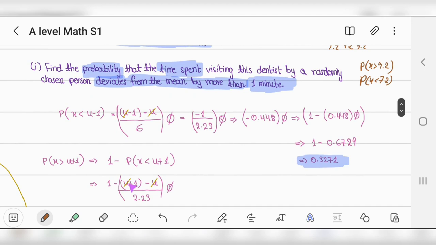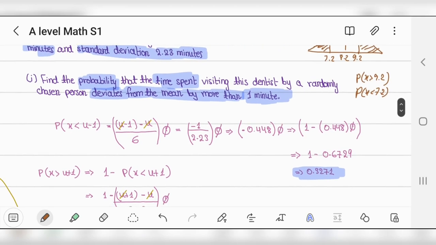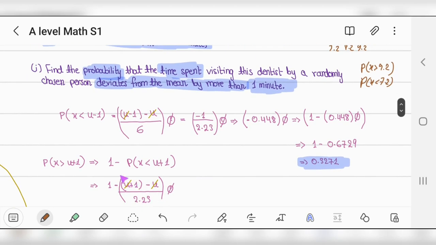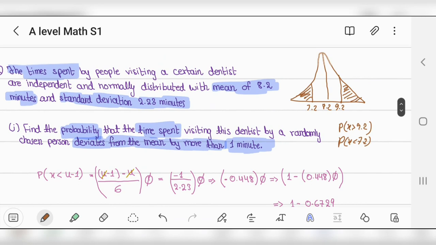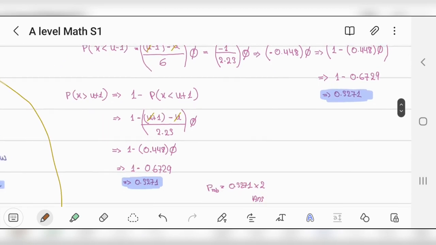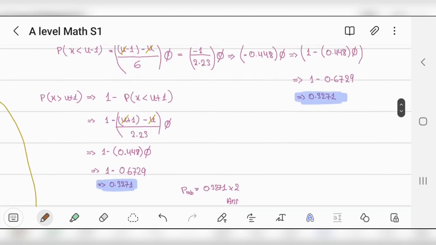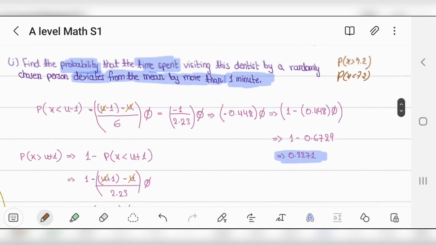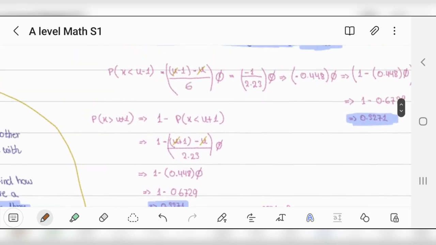Don't worry, it's the same thing. 9.2 minus 8.2 will give 1, then 1 divided by 2.23, this one, right? You get the z-score, convert the z-score into a probability, and 1 minus that, and you will get this.